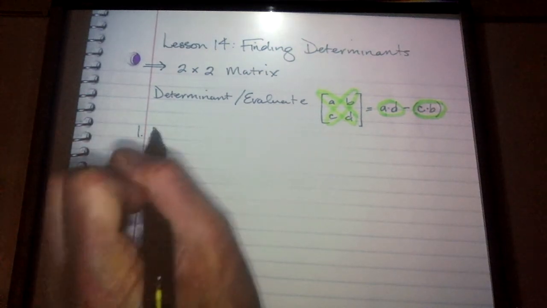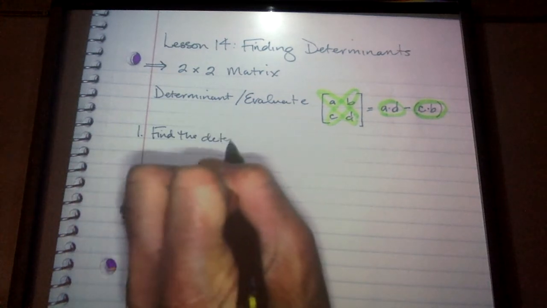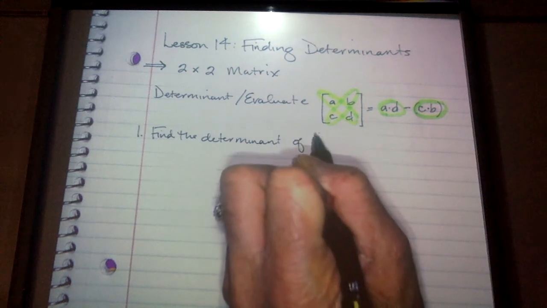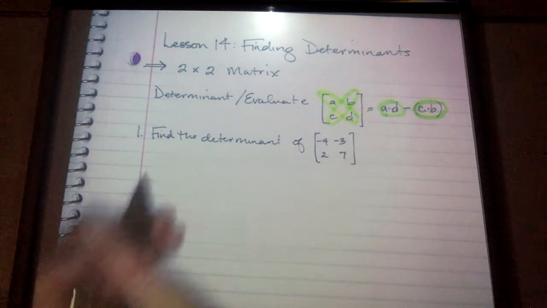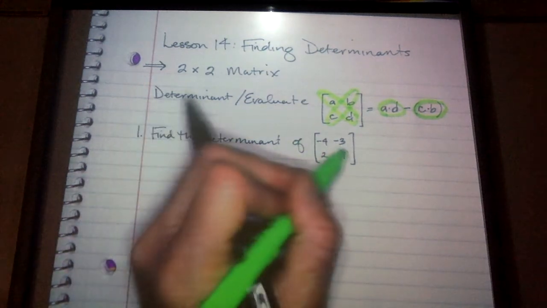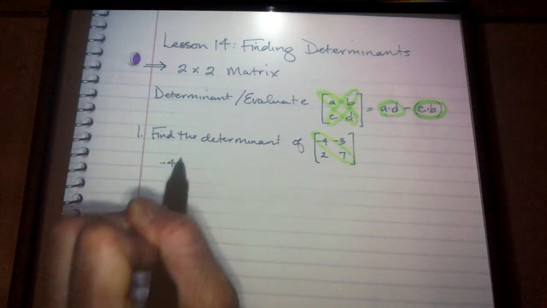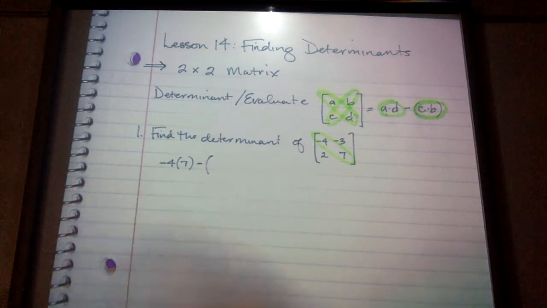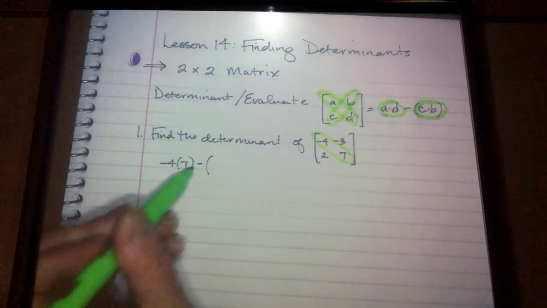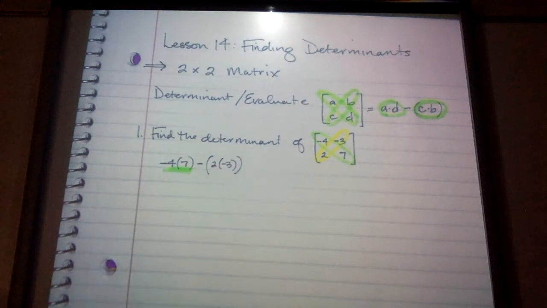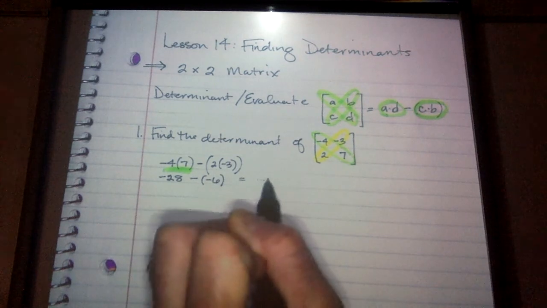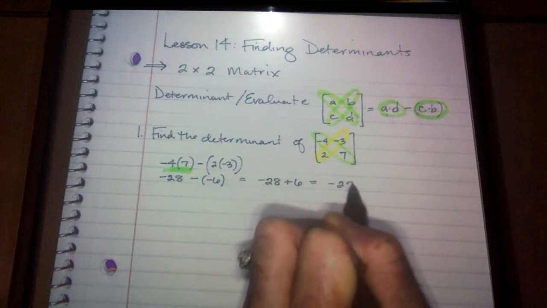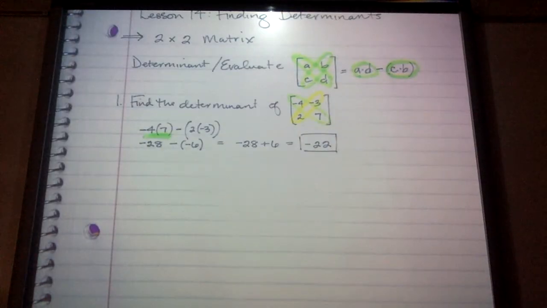So number 1, find the determinant of -4 and 7, and this diagonal is -3 and 2. So here we go. I'll use my highlighters if that helps. So -4 times 7 minus, and sorry, this is green. Now I'm going to do the second diagonal, 2 times -3. So that gives me -28 minus -6, which equals -28 plus 6, which equals -22. So the answer would simply be -22.